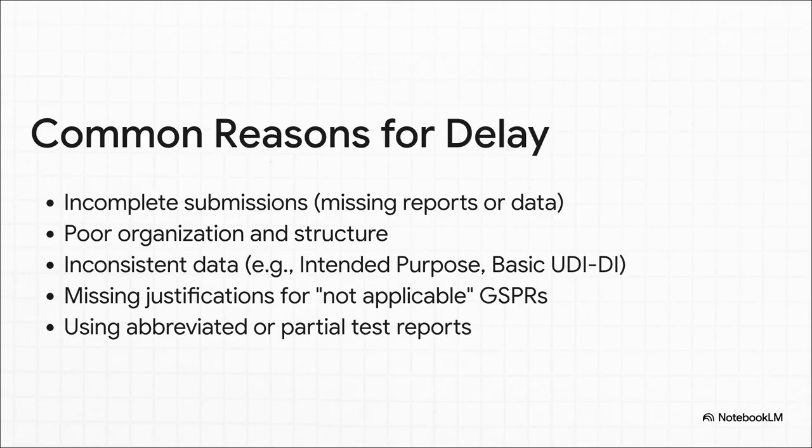These are the top reasons for delays, the greatest hits of submission mistakes. Missing reports is a classic. A messy, poorly organized file. Oh look, there's our old friend, inconsistent data across documents. Another huge one is just leaving a GSPR blank because you think it doesn't apply. You can't do that. You have to explain why it's not applicable. And for the love of all that is holy, do not send in summary reports. The reviewers want to see the full, unabridged, original data.